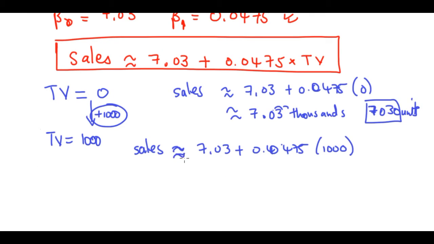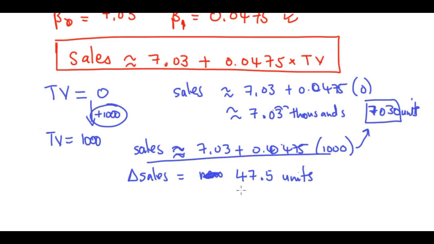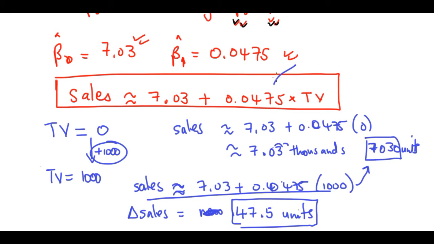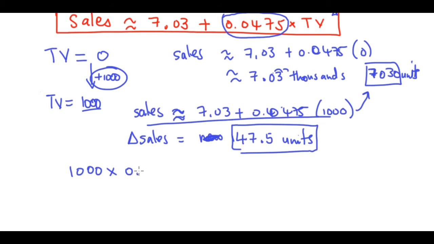And when you look at the new one, because you want to know the change in sales, right? Change in sales is going to be the new sales, these ones that are calculated, minus the old sales. What you're going to see is you are going to sell 47.5 more units by increasing your budget by 1,000 rand. And you can see it through here. That is the slope. The slope gives you the additional change per unit increase in the X, which is in this case TV. So each unit increase in TV budget increases our sales by 0.0475. So if we increase our TV budget by 1,000, we're just going to increase our sales by 1,000 times 0.0475, which is equal to 47.5 units.